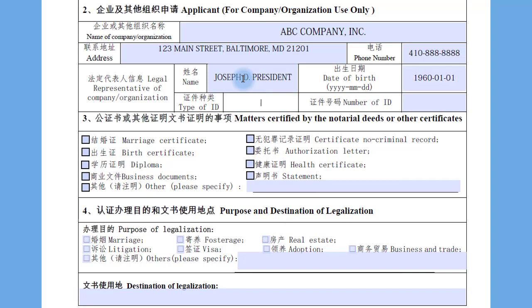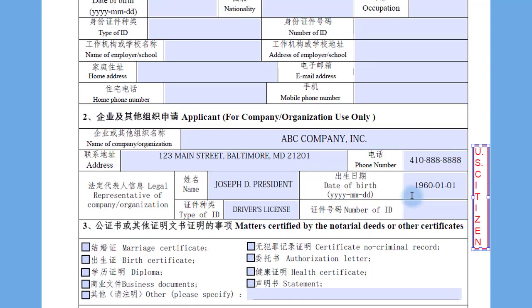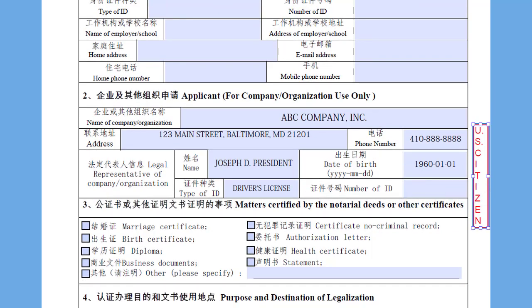So the Chinese embassy will accept a driver's license or a passport as the type of ID. Now, if it's a passport, you're just going to put in passport, and then you're going to put in the passport number for the number of ID, and you're done. If it's a driver's license, in addition to putting that information in for the license, you also have to indicate on the side, citizen of what country. So you can see here we've got in the red square, U.S. citizen. Now you don't have to add a red square and put it typed in. This is the one place where you can actually handwrite on the form along the side. You can put U.S. citizen.